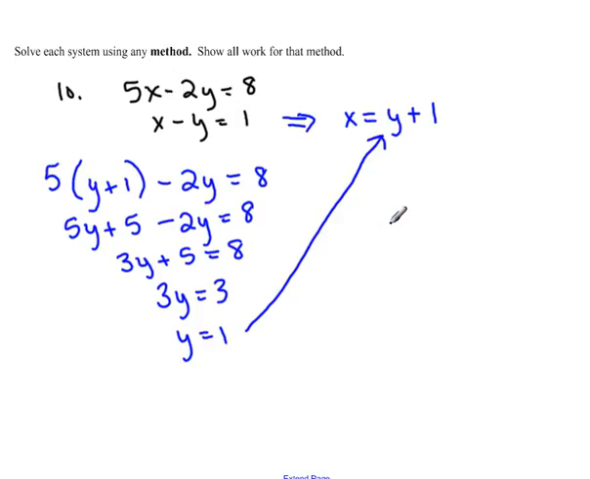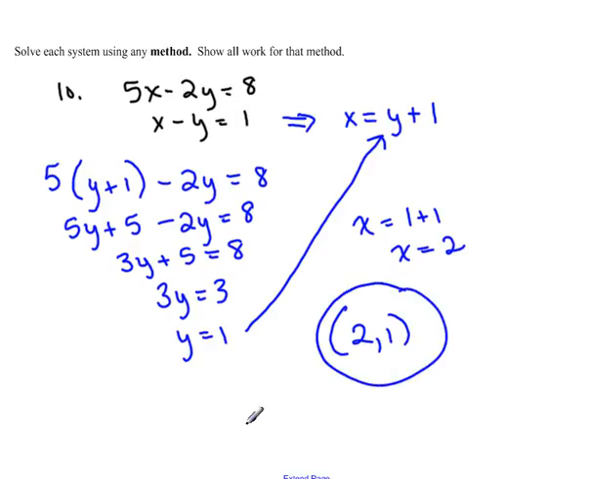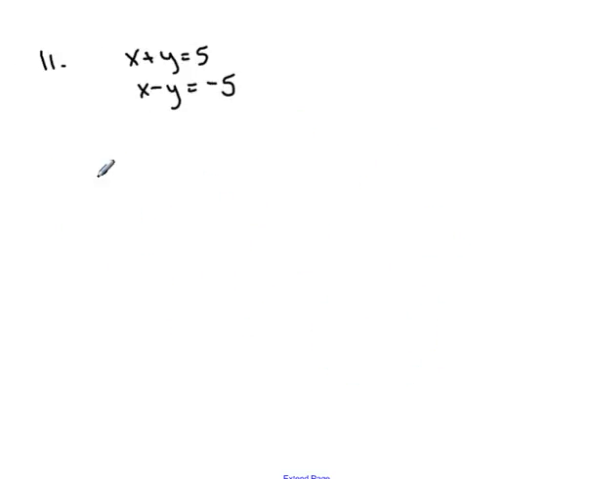Substitute that. I would plug it back here, but you could plug it in anywhere you prefer. X equals 1 plus 1, so x equals 2. Write your answer in coordinate point form. Number 11, the directions are still to solve using any method. This one is set up nicely to use addition because the y's are already opposite coefficients.